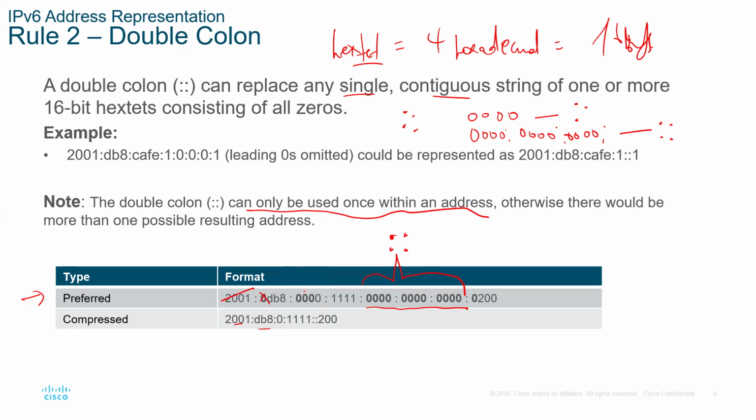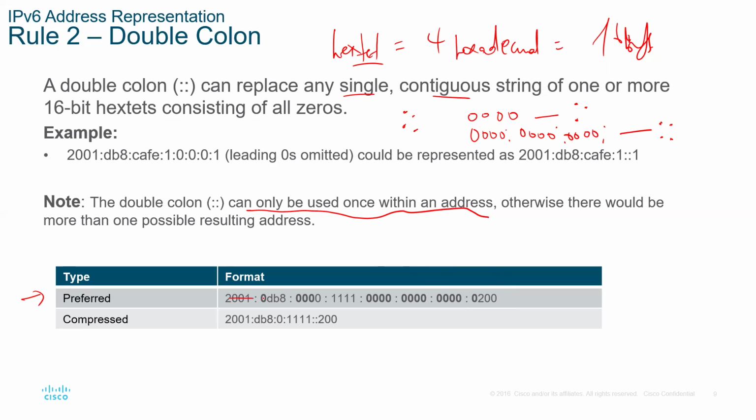So here we use rule number 1 and remove the 3 zeros. That's why we have a 0 here. Then the 1s are there as well. Then this string is replaced with a double colon. What we are left with is 200 there. So basically this is a compressed version of the address above.